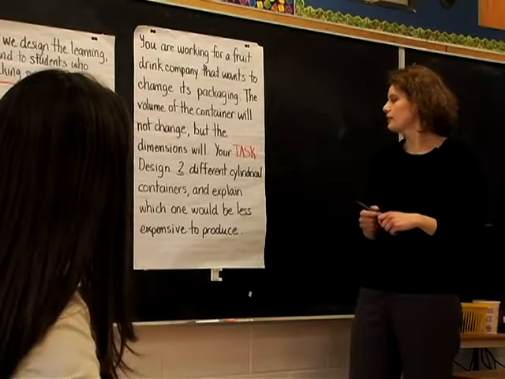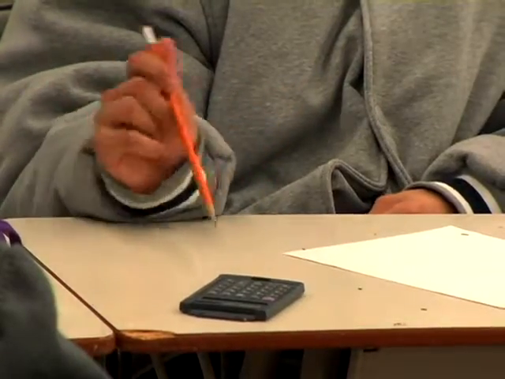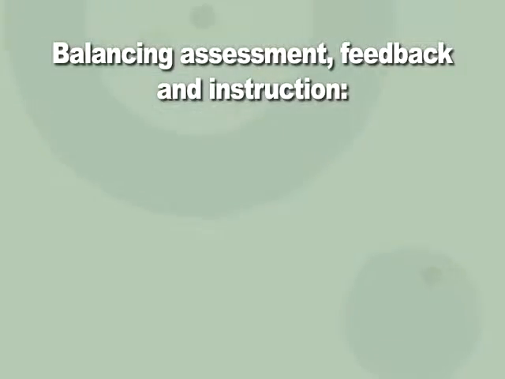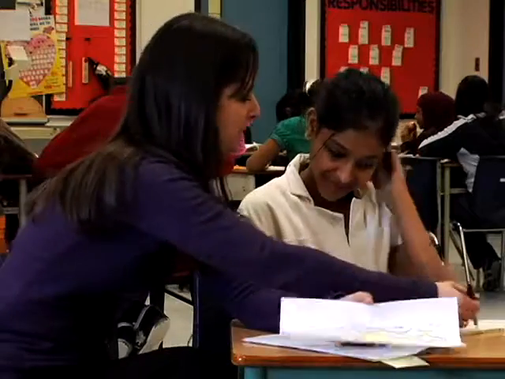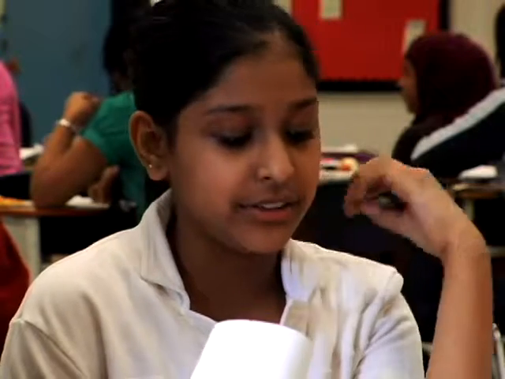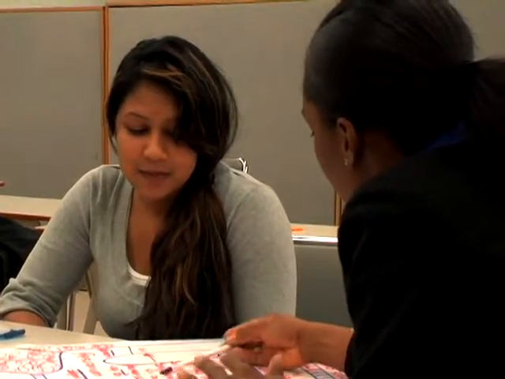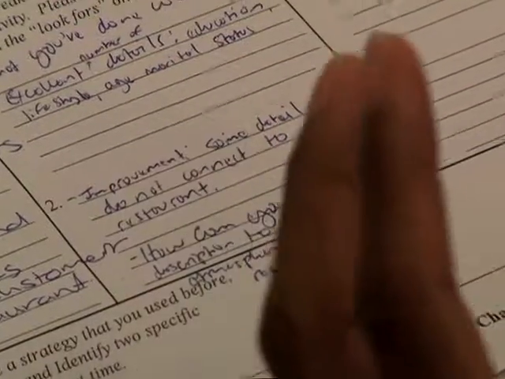Deliberately planning when and how feedback will be given can help alleviate some of the demands on teachers' time. Here are some practical suggestions for addressing the challenges of balancing feedback with classroom assessment and instruction. Provide feedback at critical checkpoints in the learning. Model how to provide effective feedback. As students become more familiar with the feedback process, they can give meaningful feedback to each other and to themselves.